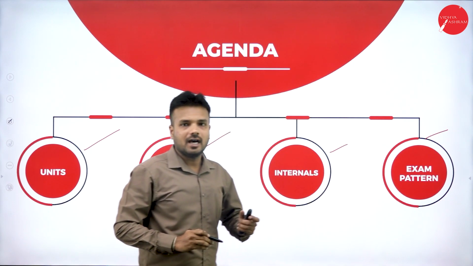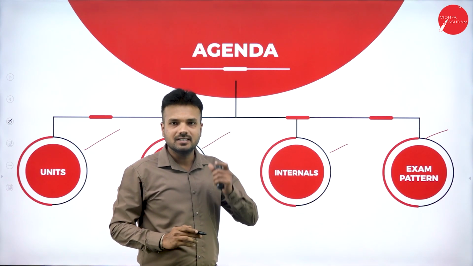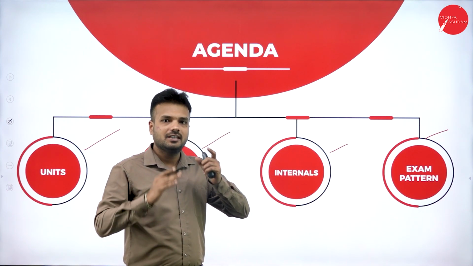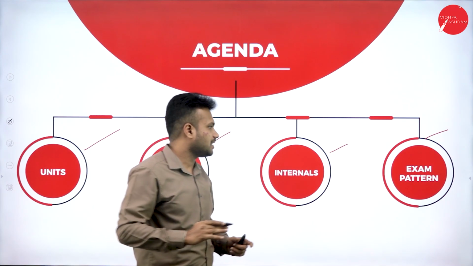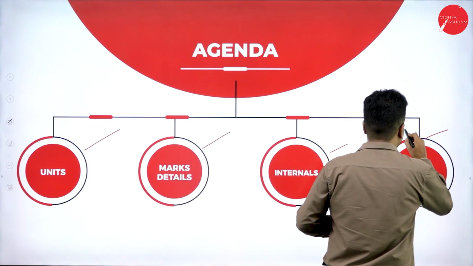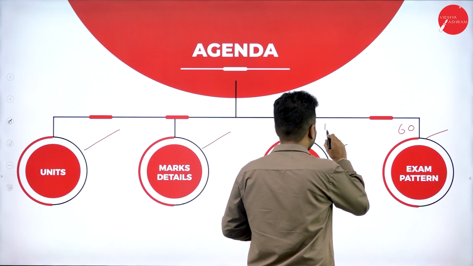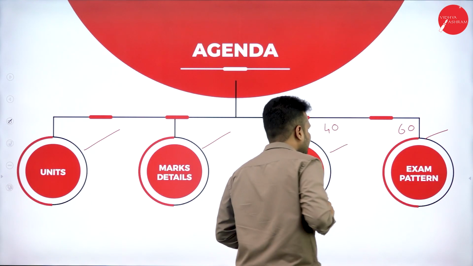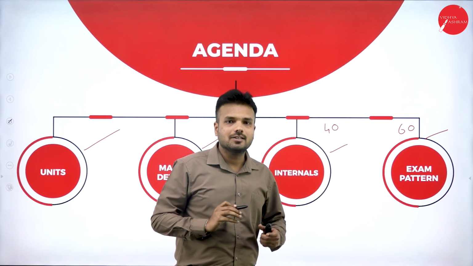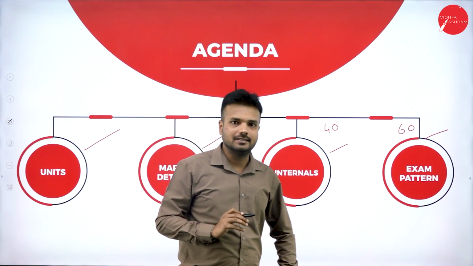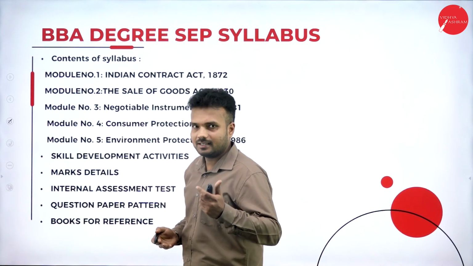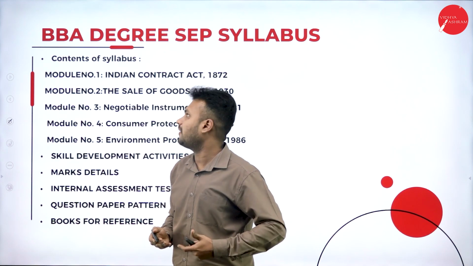So, as of now, this syllabus is as per NEP syllabus. So, this is 60 and 40 pattern. 60 marks is for final exam and 40 marks is for internal assessment. Okay, so 60 and 40 pattern. Contents of the syllabus, as I said, this syllabus consists of 5 units.